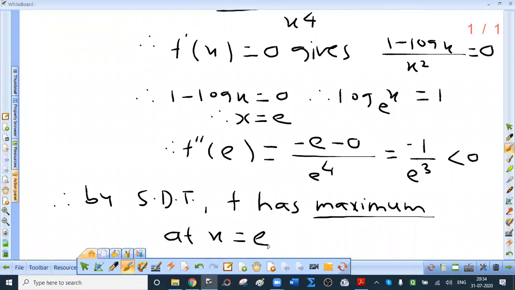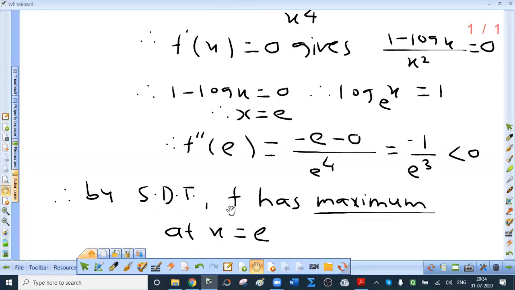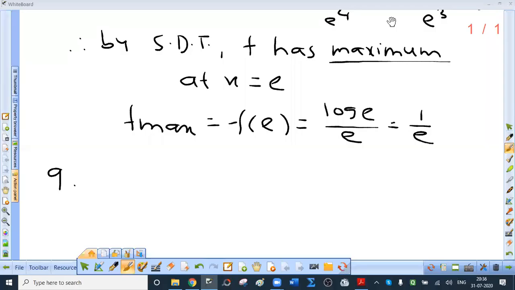And what is that maximum value? We have to find that value also. Find out f maximum. So by second derivative test, the function has maximum at x equal to e. And what is f max? It is f of e, which is log e upon e, but log e is 1. So 1 upon e is the final answer.